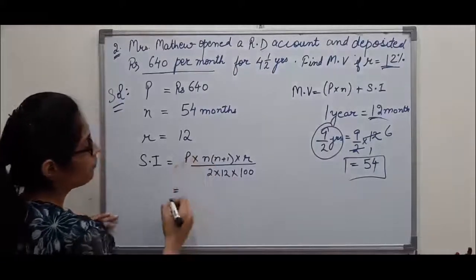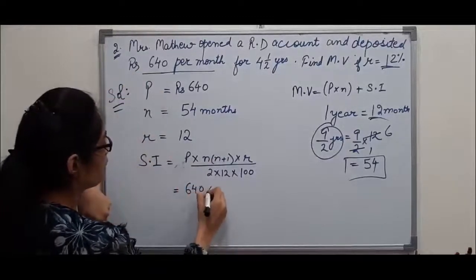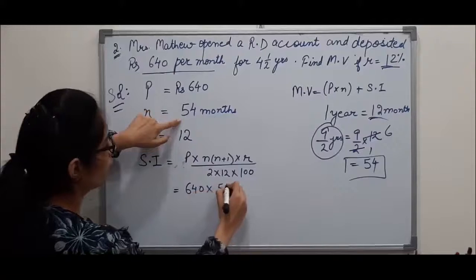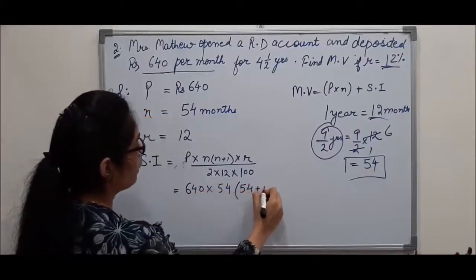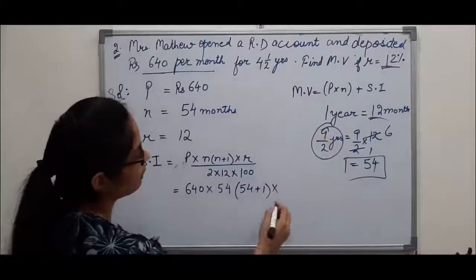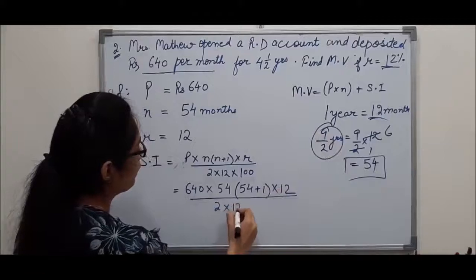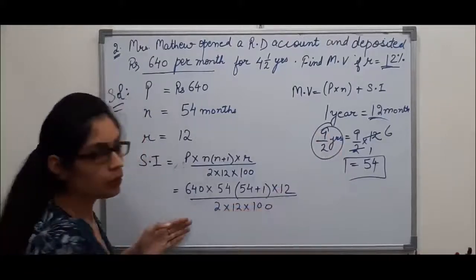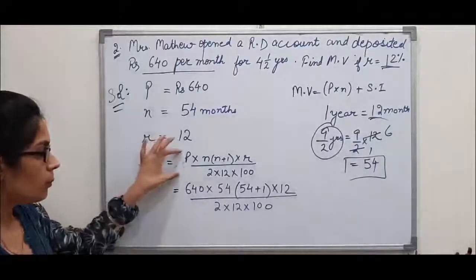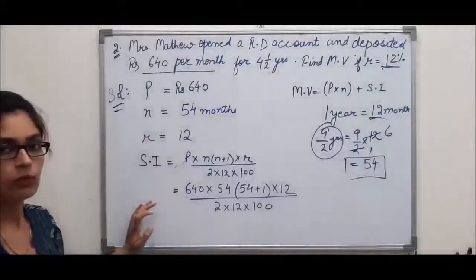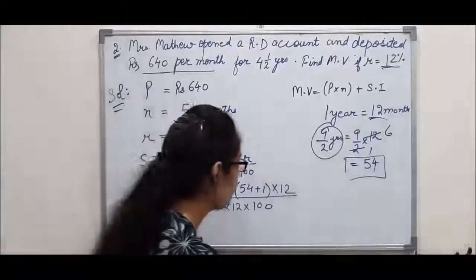So we will just put the values. P as 640, N as 54 plus 1, into R as 12, divided by 2 into 12 into 100. Now you can see the calculations are complex. The formula is the same which we have been using from the start, only while doing calculations you have to be very careful.